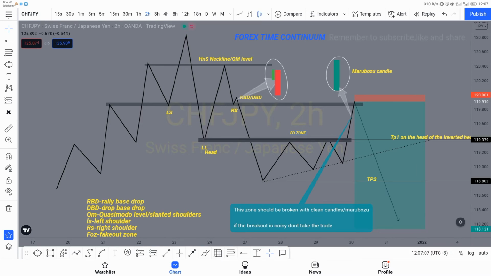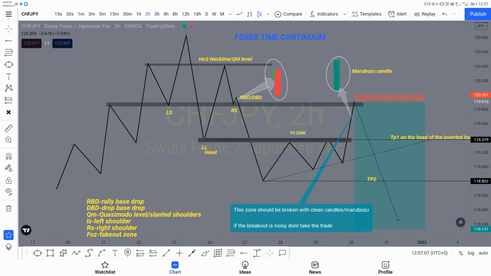So you have to look at the breakout and the arrival. The arrival must also be a clean candle, not some noisy candles arriving at the zone. It should be a clean candle. So don't get trapped. This is a very high probability setup. You should never miss these. 90% it usually pays.